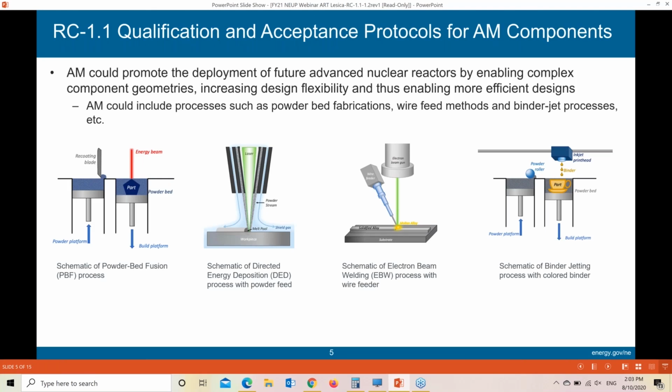This is qualification and acceptance protocols for advanced manufactured components. Additively manufacturing components has very much become of interest to reactor designers because it enables capabilities that are not achievable with traditional methods, including complex geometries and architectured components. There are many different ways to do additive manufacturing, and here are some examples on this slide.